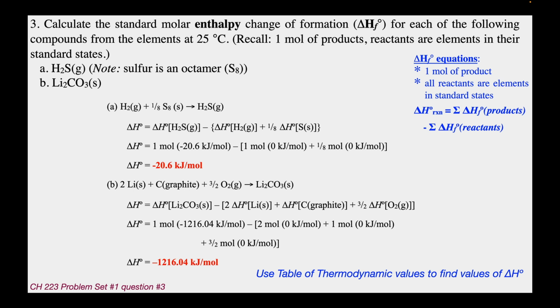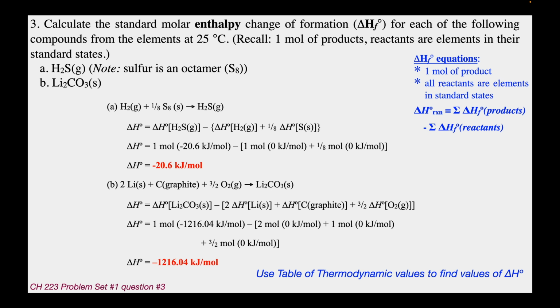So the reaction then will be 2 lithium solids plus graphite plus 3/2 O2. 3/2 times 2 is 3. That's the number of oxygen atoms we need for lithium carbonate. And we're going to make 1 lithium carbonate molecule.